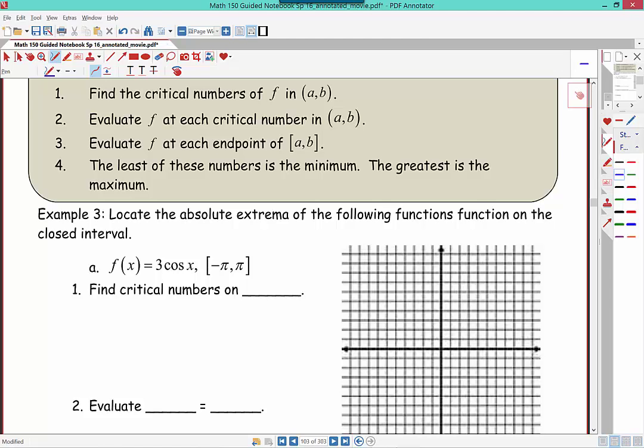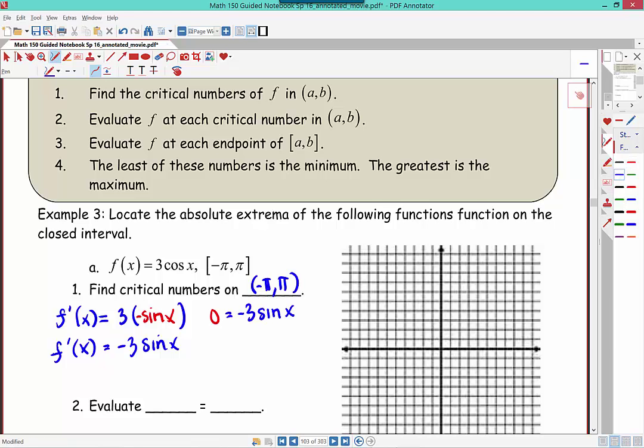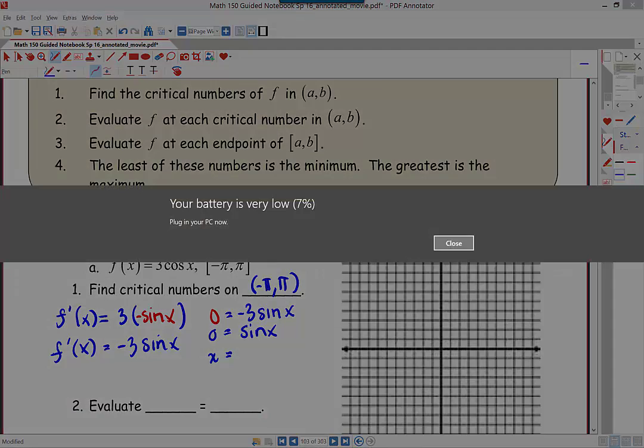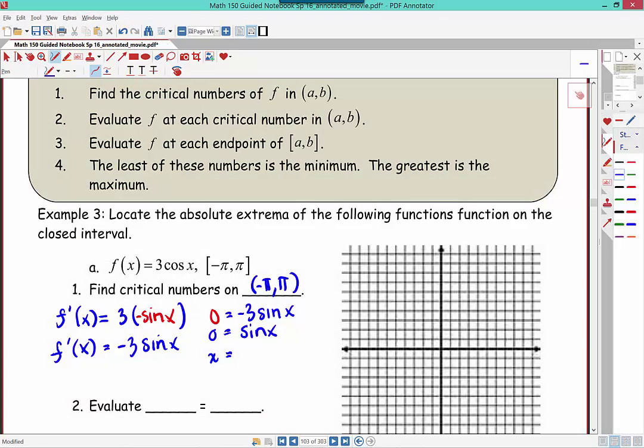So f prime, let's see, find the critical numbers. The first step is to find the critical numbers on the open interval from negative pi to pi. So f prime at x is going to be equal to 3 times, good, negative sine at x. So f prime at x is negative 3 times sine of x. So to find the critical numbers, what do I do? Good, I set the derivative equal to 0 and solve. So we'll have x, and I'm thinking of these intervals, the open interval.